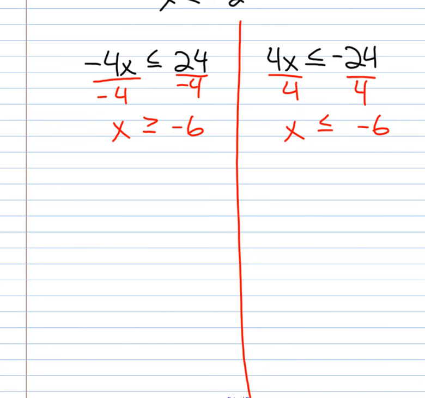Well, let's check it. So over here, let's pick a number greater than -6. Pick an easy number greater than -6. Zero, thank you. So let's try zero. So is -4 times 0 less than 24? Yes. Same works. If we pick a number less than -6, -7, so let's try -7. What's -4 times -7? Positive 28.